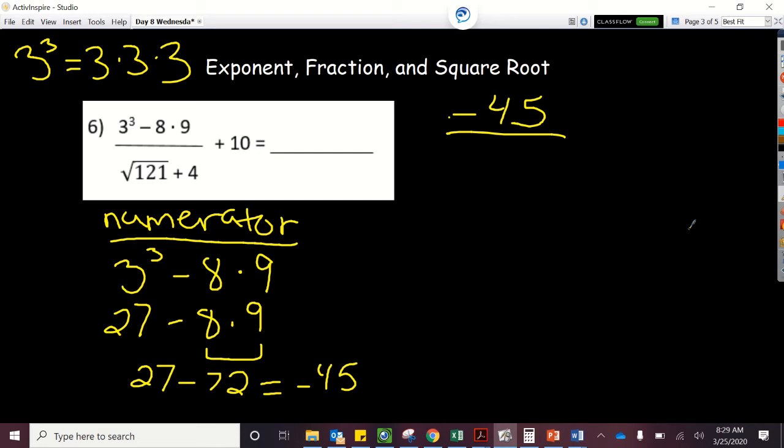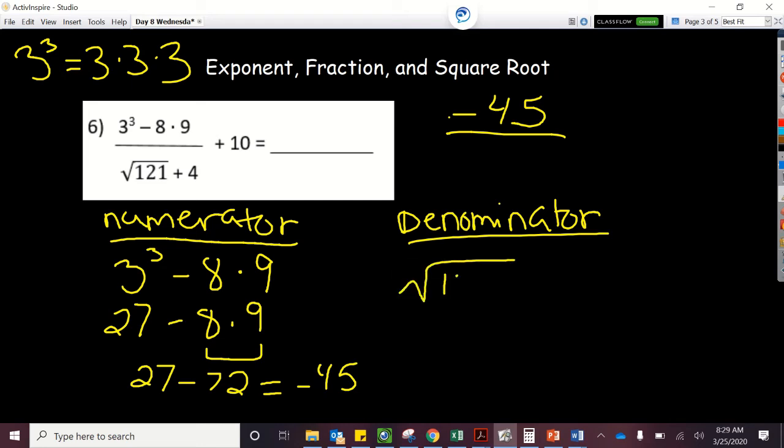Then I have to solve the denominator. Right, so that is the square root of 121 plus 4. This is where a lot of people had trouble. This plus 4 is not under the radical sign. So I'm not taking the square root of 125. I'm taking the square root of 121. So square root of 121 would be 11 plus 4, and that is 15. So the denominator is 15.